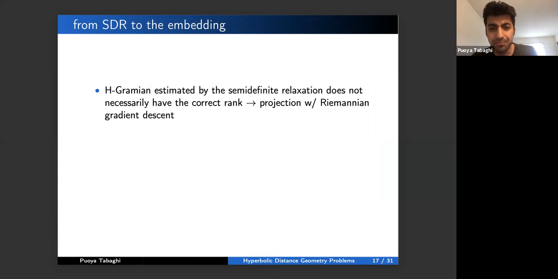Okay, so after you solve these for G plus and G minus and you come up with your hyperbolic Gramian, almost surely the rank of this matrix is not going to be correct because we relaxed the rank constraint. So we have to do some sort of projection and subsequent Riemannian gradient descent to correct the rank. I'm not going to get into detail of that, but let's assume that we've done that. And now we have a hyperbolic Gramian of the correct rank.